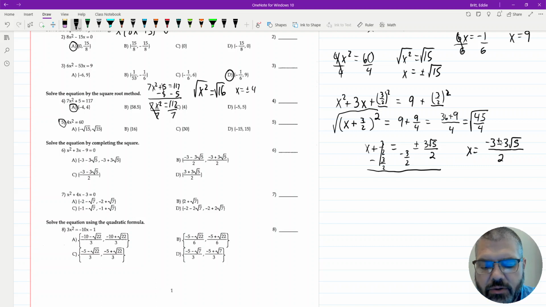And that's actually two answers because it has a plus or minus, right? It's going to be negative 3 plus 3 square roots of 5 over 2, and negative 3 minus 3 square roots of 5 over 2. All right, so we're looking for the one that has those two answers, and that'll be B.